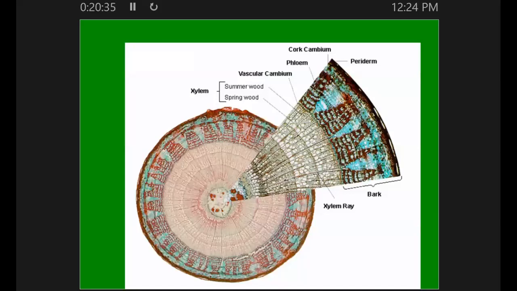So this is a nice cutout where they're showing both ideas here, where you have the vascular cambium right where you can see my red laser pointer. So that's the vascular cambium that's dividing to produce secondary xylem to the inside, phloem to the outside. And then if you work your way out into the bark, the cork cambium is further out.